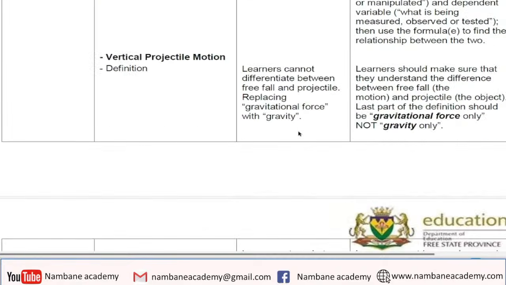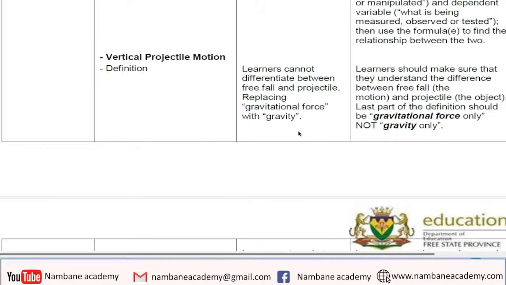Then when it comes to vertical projectile motion, the definition of vertical projectile motion, I've already said, if it is not from the examination guideline, it is wrong. But the common mistake that our learners make is to confuse free fall with projectile. Remember, free fall is the motion, and projectile is an object. Free fall is the motion under the influence of gravitational force only. A projectile is an object moving under the influence of gravitational force only. So please check that difference between the two.